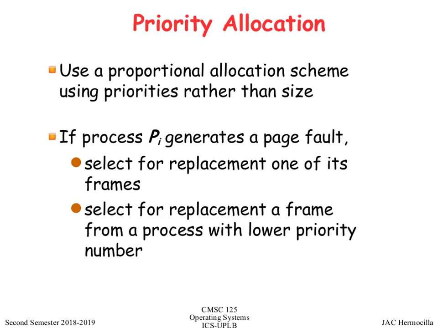Priority allocation, on the other hand, of course, there are some processes that are high priority, so you allocate more to those processes. Okay? So a process Pi generates a page fault, select for replacement one of its frames. Then select for replacement a frame from a process with lower priority number. So dalawa yung option mo. Pwede kang magtanggal sa sarili mo, frame, or kumuha ka dun sa process na lower yung priorities. Okay?